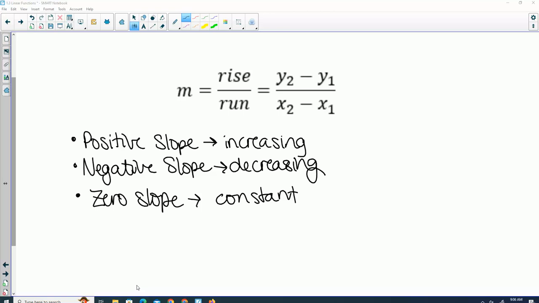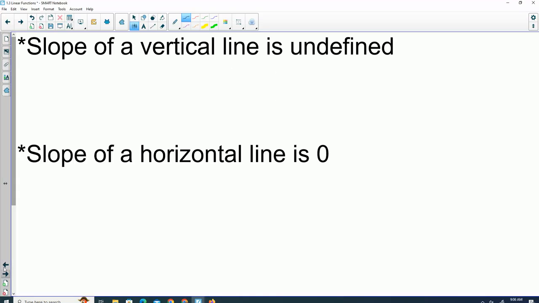So we just said a horizontal line has a 0 slope. What's the slope of a vertical line? Undefined. So that is the next thing we need to make sure we remember. So if you remember it, great. If you don't, you want to make sure you jot it down. Slope of a vertical line is undefined. If you do rise over run, you get something divided by 0, and we can't do that. A horizontal line has a slope of 0. If you do rise over run, you get 0 divided by a number, which is 0.